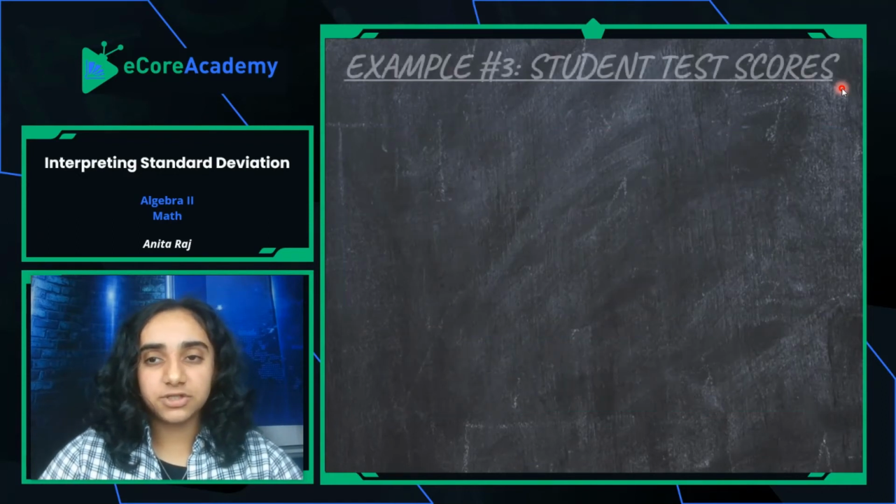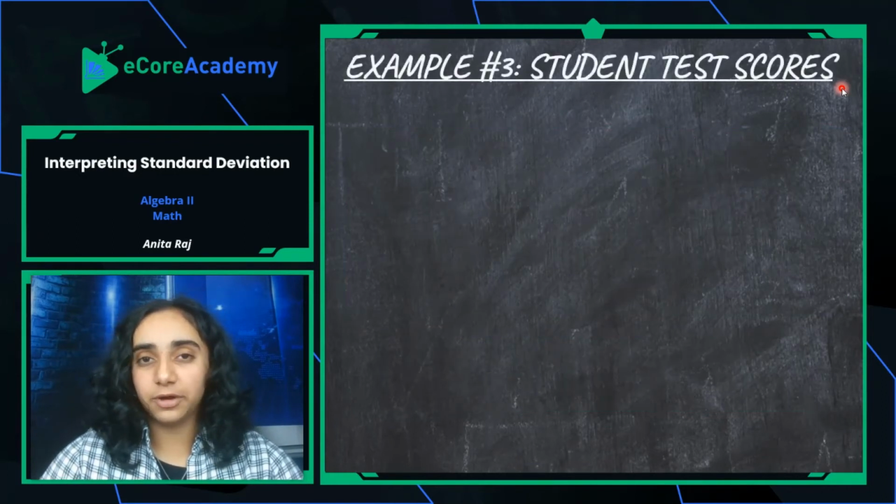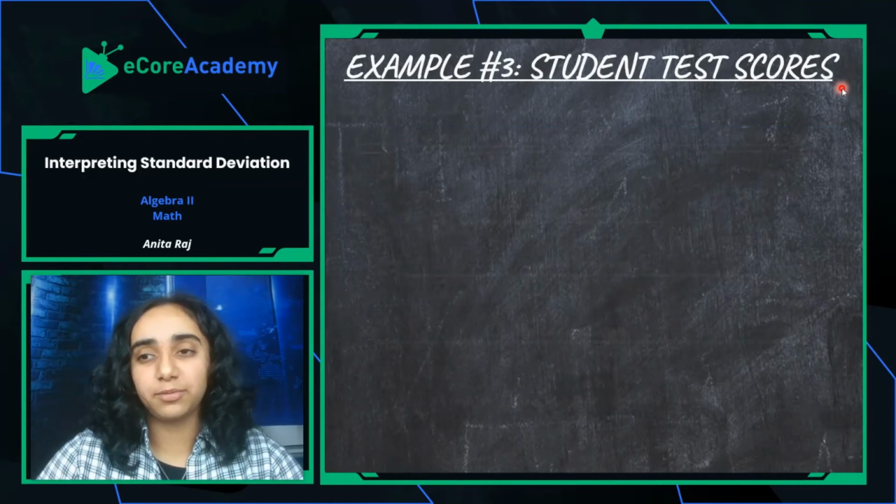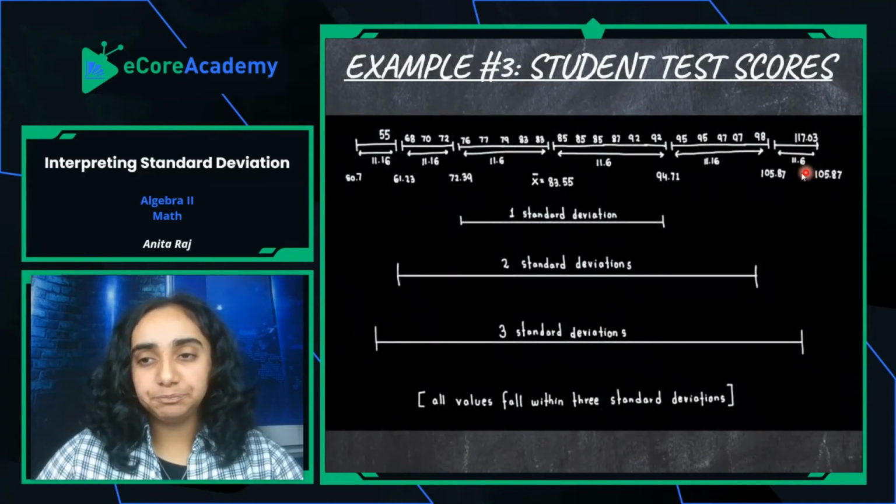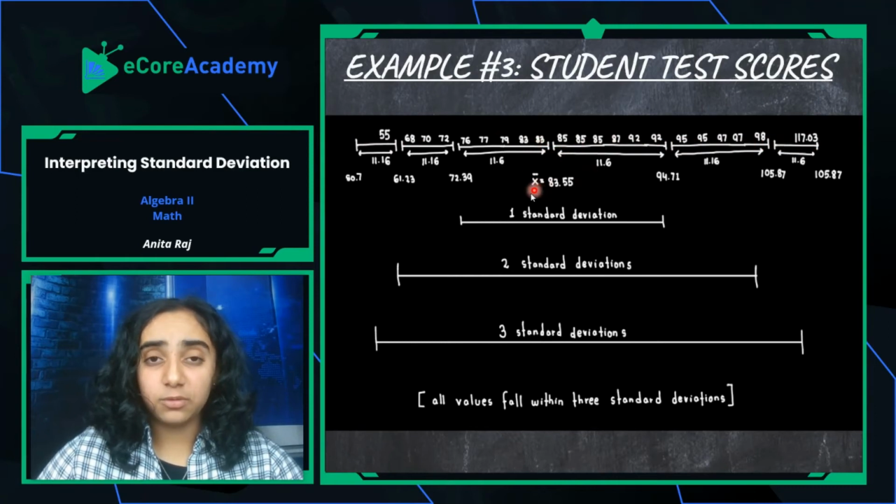So let's look at the solution, which I've actually already done for you because it's a lot of work. So just take a look at it. Again, example 3, student test scores. So what I did here was I first drew out a number line. You can see that it has n marks here, and I'll explain why we have those. So our mean, x bar, which represents the mean, is equal to 83.5. So that goes right here in the middle of our number line.